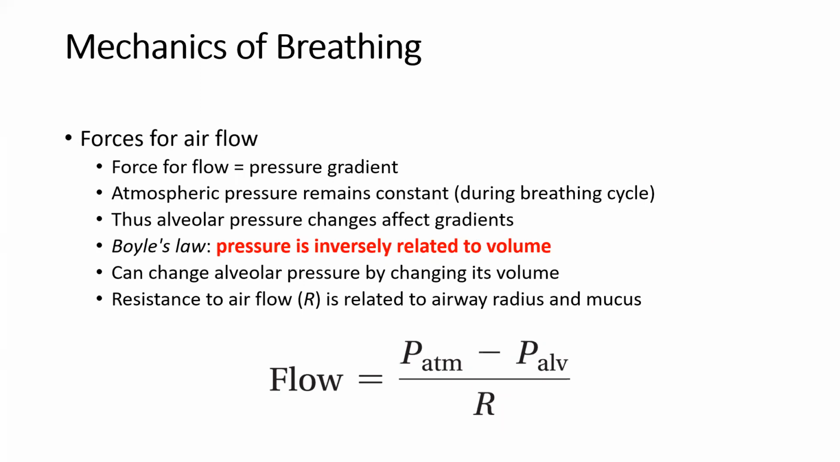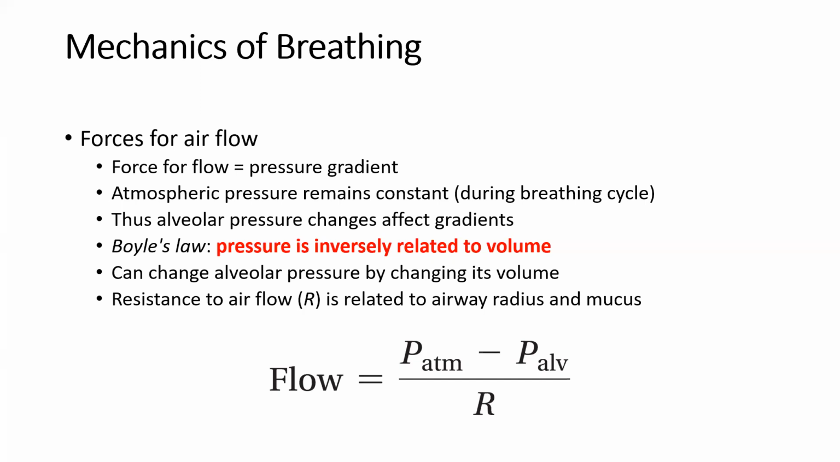I open up or expand the thoracic cavity, which is increasing my volume. I decrease the pressure of the alveoli, so decrease the intraalveolar pressure. And so now I have a gradient where intraalveolar pressure is lower than atmospheric pressure and air can rush into the lungs.